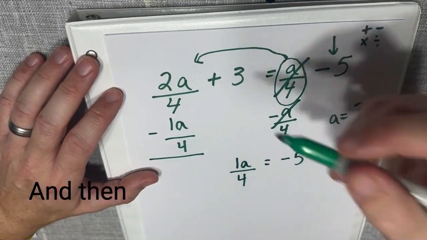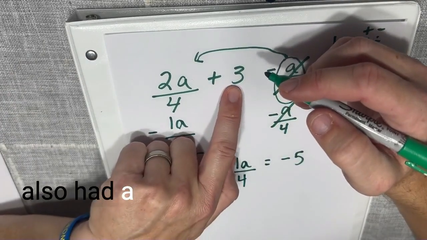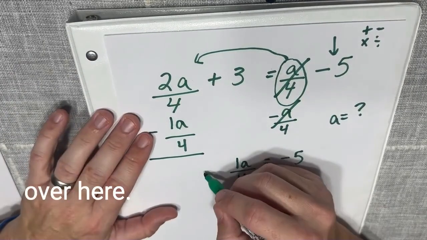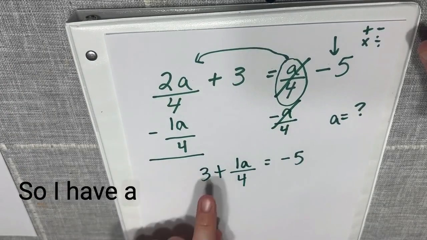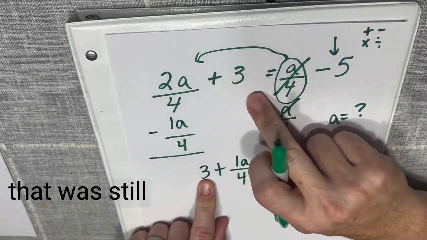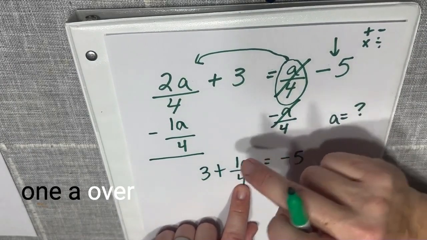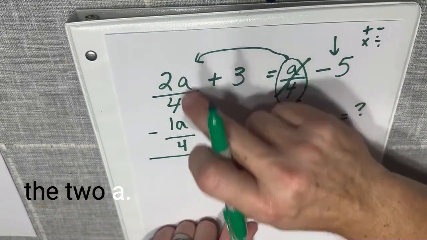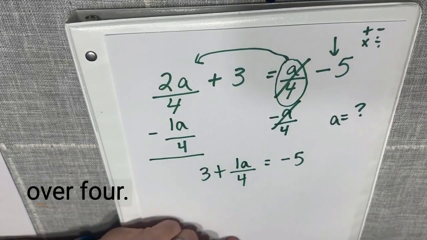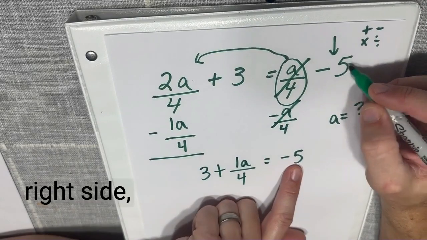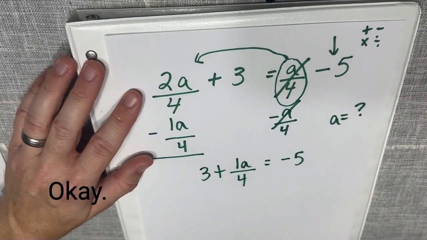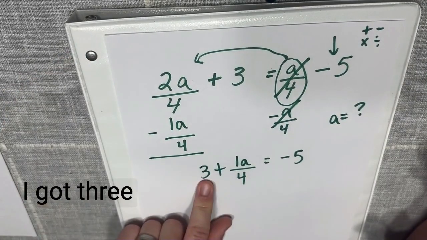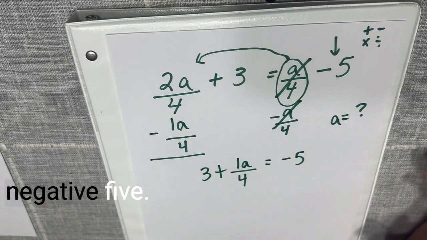And then if you look over here, we also had a +3. So I'm going to write that over here. I have a 3 that was right here, that was still left in there. We have the 1A over 4 that we got when we subtracted 2A minus 1A over 4. And then over here on the right side, we had that -5. So here we got a crazy problem. I got 3 plus 1A over 4 equals -5.